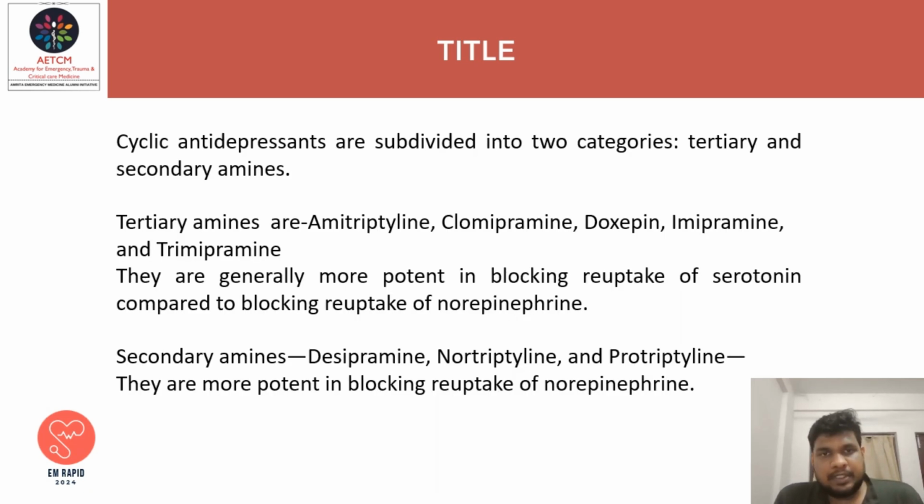Tricyclic antidepressants are subdivided into two categories: tertiary and secondary amines. Tertiary amines are amitriptyline, clomipramine, doxepin, imipramine, and trimipramine. They are generally more potent in blocking reuptake of serotonin compared to norepinephrine. Secondary amines are desipramine, nortriptyline, and protriptyline. They are more potent in blocking reuptake of norepinephrine.